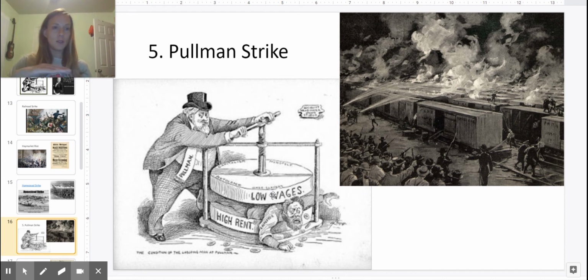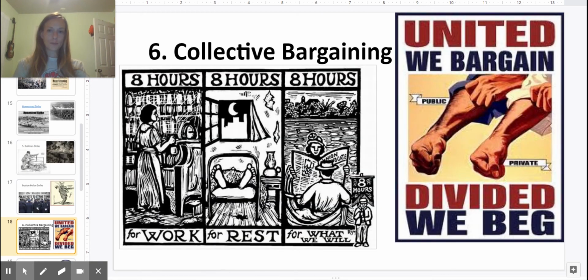They're stuck between these two obstacles. They don't have enough money to pay their rent, but at the same time, he's the guy who's paying them. So how are they going to make enough money? And so they go on strike. There's a lot of damage that's done to his property, and the government is going to rule in favor of Pullman because his property was damaged. They are not going to rule in favor of the strikers.